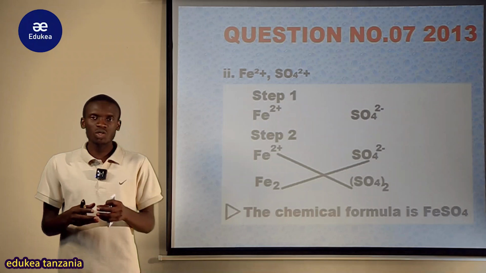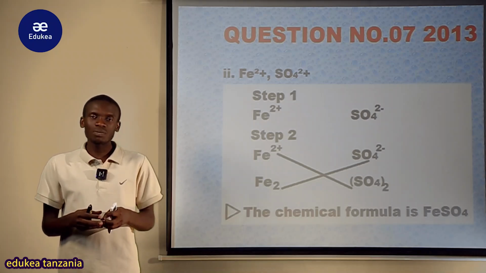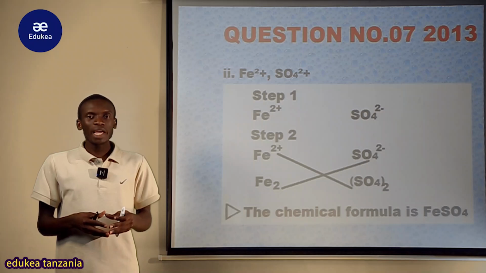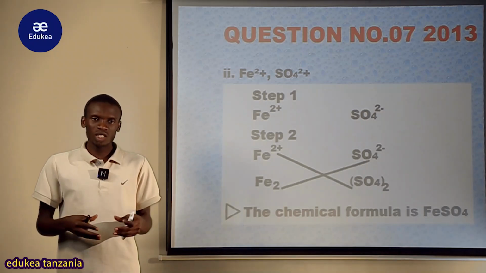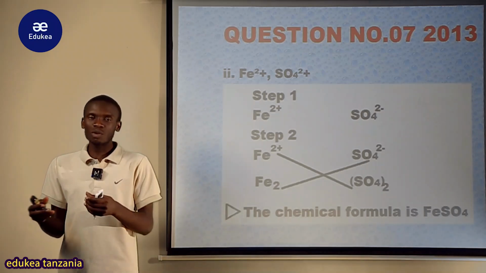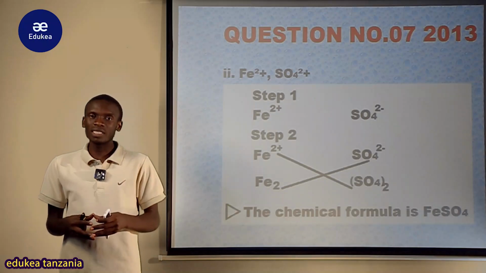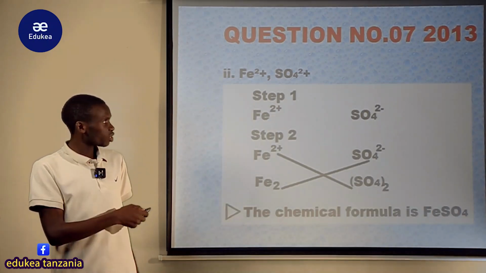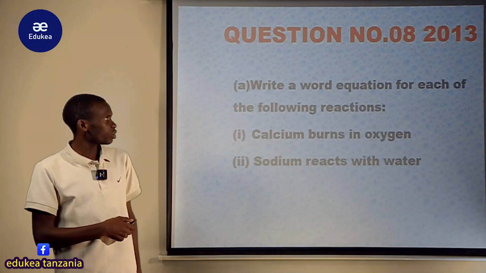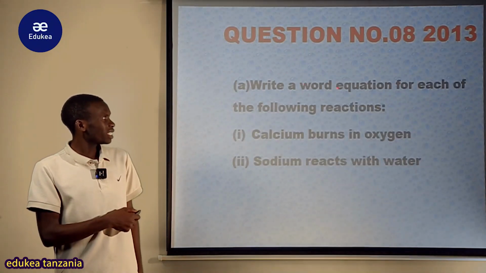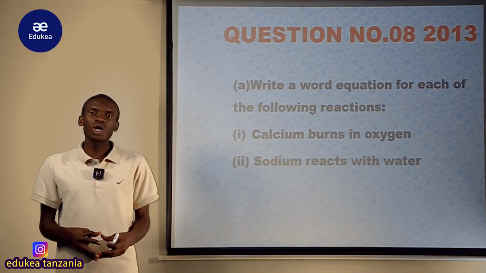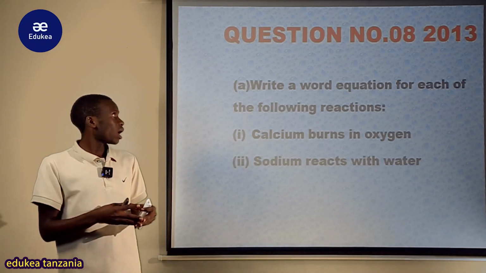So a student was supposed to be with knowledge about the periodic table, change of matter, and also on how to calculate the valences of elements and how to write the chemical formula for the given ions or elements. After then, let's see question number 8. Question number 8 was: write a word equation for each of the following reactions. So students were required to write the word equation.